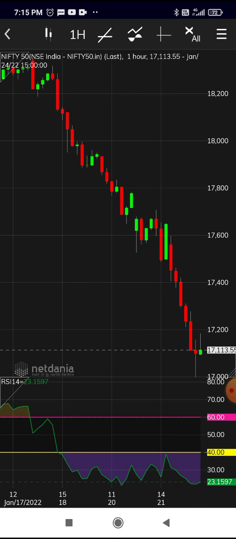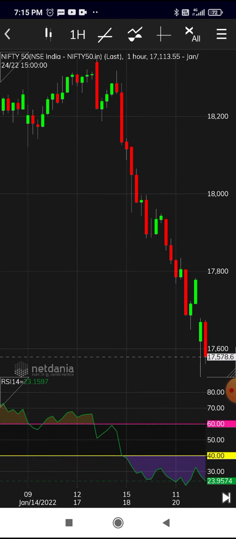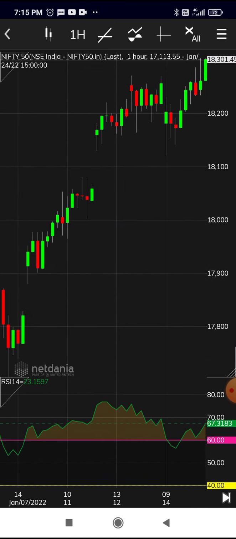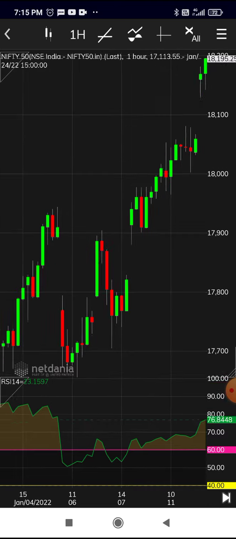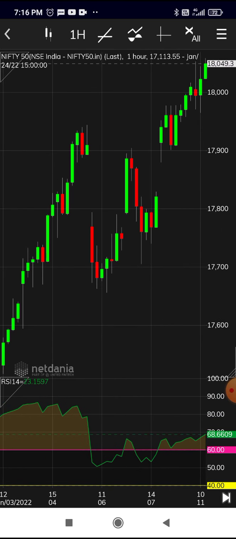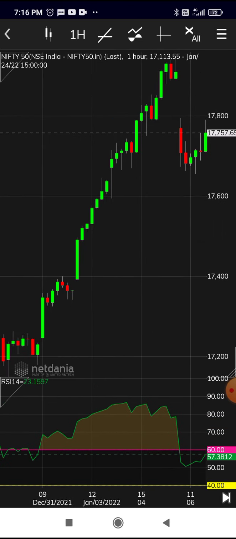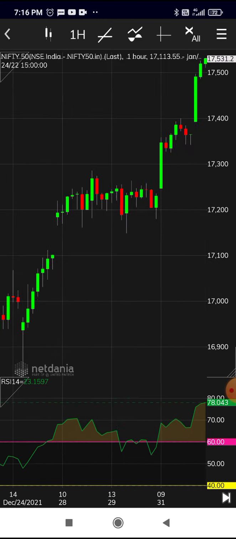So you will find that 70 to 80% of the time this will work, and so you can avoid losses by making use of this technique. When RSI goes below 40 in the hourly chart, there is going to be a fall. Vice versa, when the RSI goes above 60, you'll find that the scripts tend to rise, or the index tends to rise. So I'll go back and show you that.